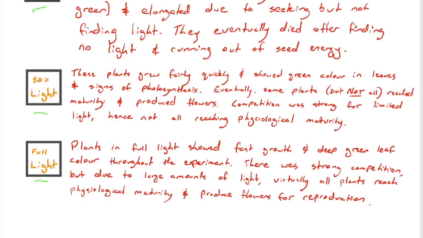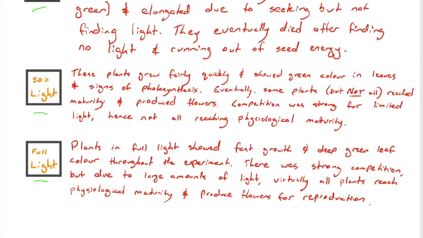So basically at 50% light, some of them flowered and some of them didn't. The last one here, full light. Plants in full light showed fast growth and deep green leaf color throughout the experiment. There was strong competition, but due to large amounts of light, virtually all plants reach physiological maturity and produce flowers for reproduction. So as you get more and more light, the plants are able to grow more and more.